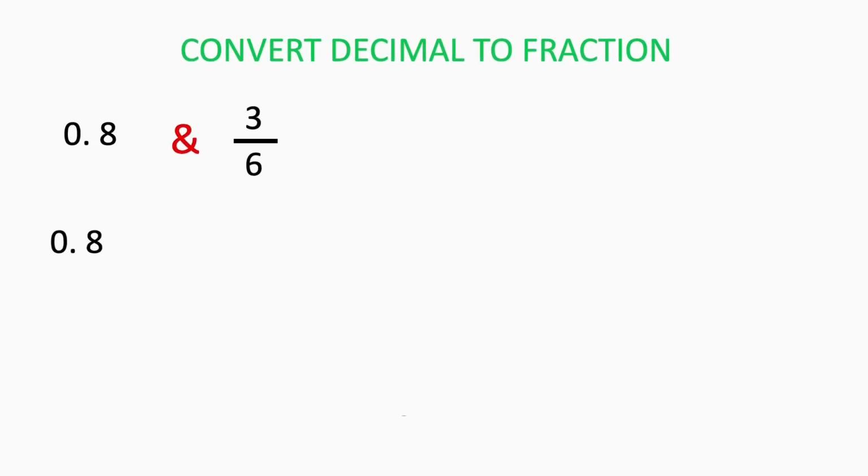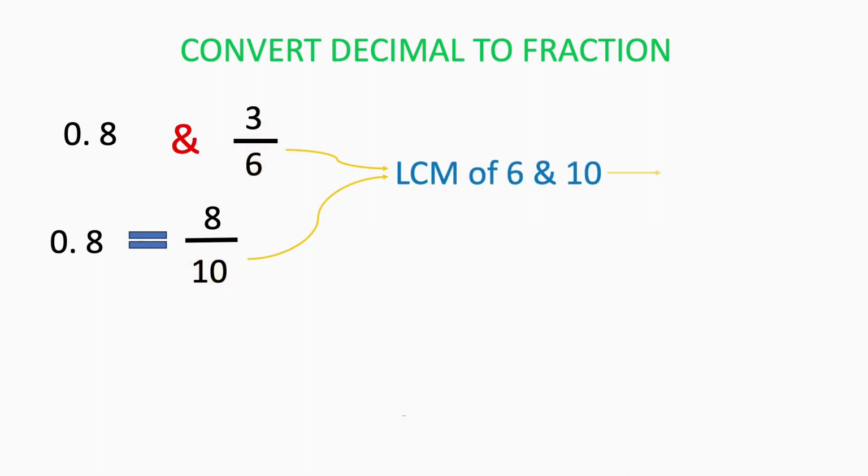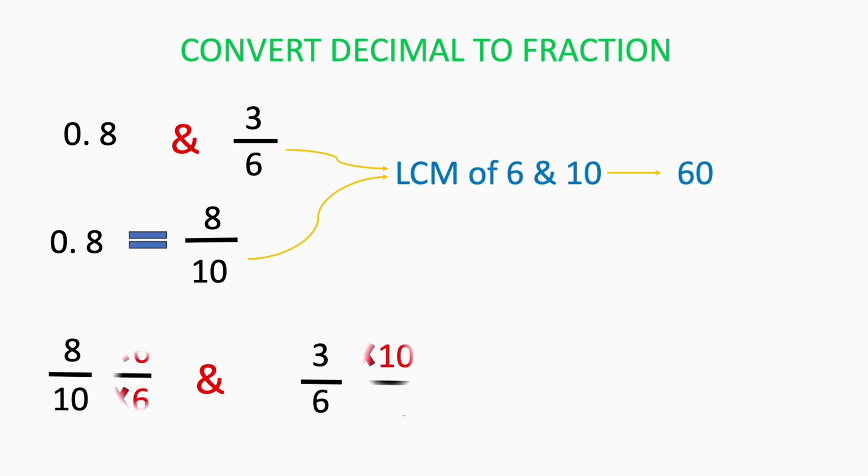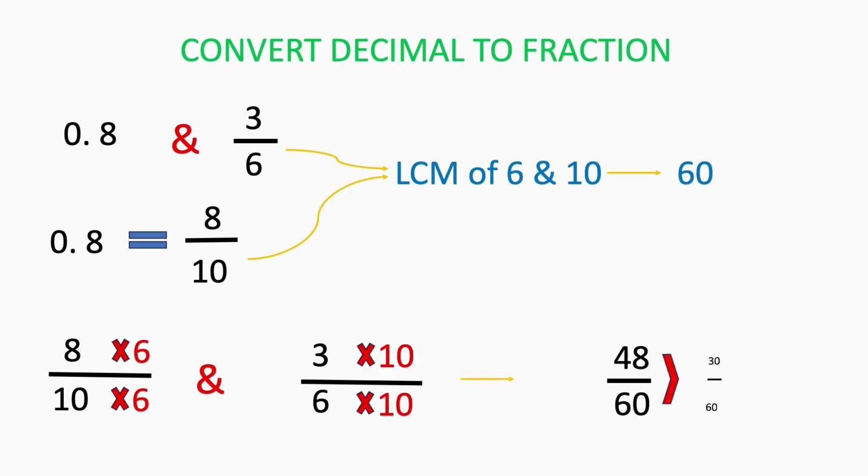Another way is to convert 0.8 to a fraction, which will be 8 over 10. But how can you compare 8 over 10 and 3 over 6? If the fractions can be changed in such a way that the denominators of both fractions are equal, then it will be possible to compare them. We multiply the numerator and denominator of 8 over 10 by 6, and the numerator and denominator of 3 over 6 by 10. Now, the denominator of both fractions can be the same.